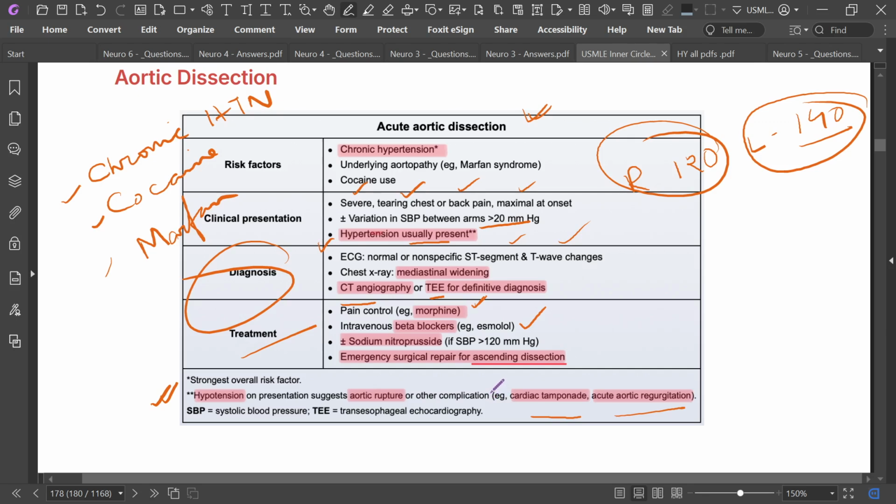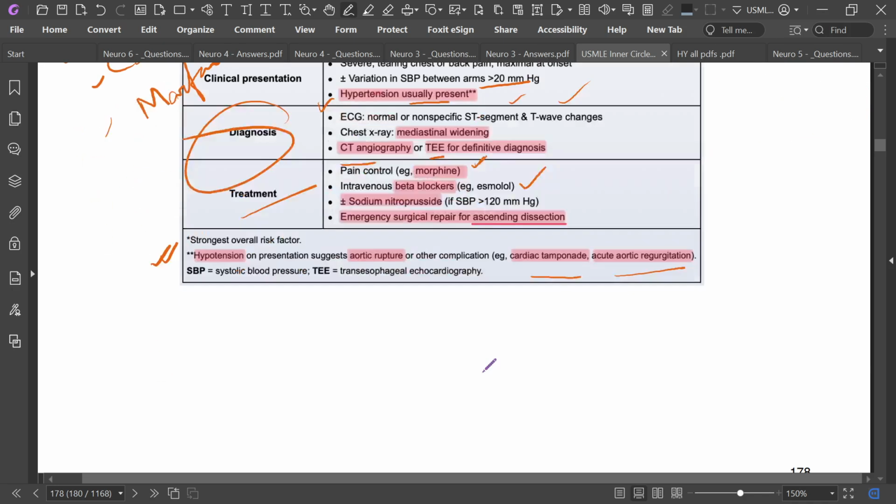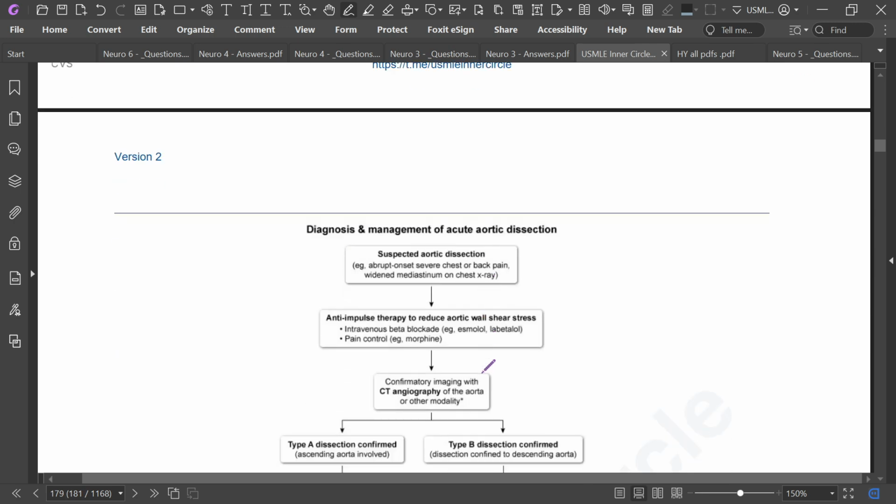Usually in acute dissection, hypertension is the must. If somebody comes with hypotension, think about the rupture, think about the tamponade, think about the aortic regurgitation.